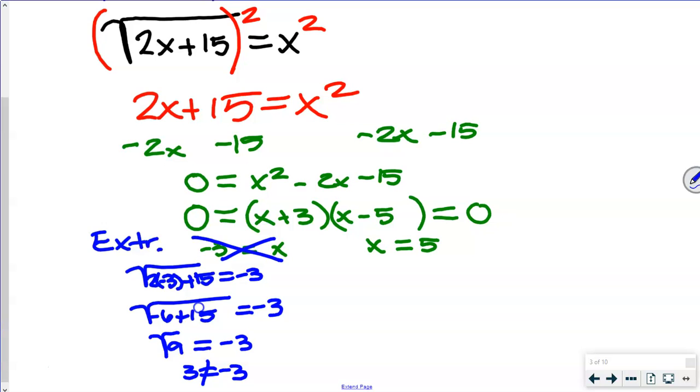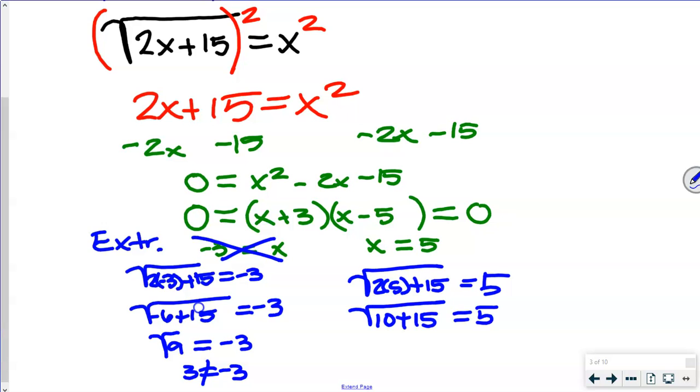Okay, so then we need to test this 5. So we're going to do, again, the square root of 2 times 5 plus 15 and see if that equals 5. So that's going to be the square root of 10 plus 15. So that's the square root of 25. Well, the square root of 25 is 5, so 5 does equal 5. So this is our valid solution.